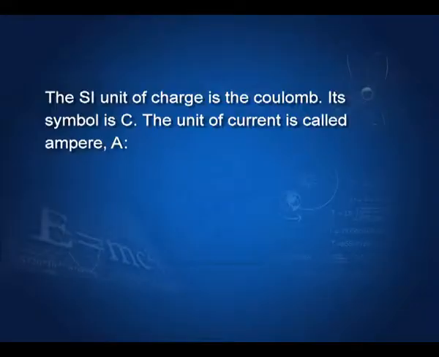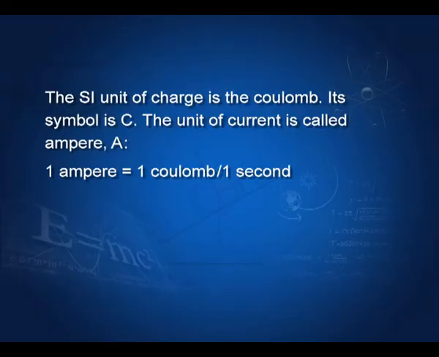The SI unit of charge is coulomb, you know that. Its symbol is capital C. The unit of current is called an ampere, and its symbol is capital A. And 1 ampere is 1 coulomb of current flowing through any cross section every second.